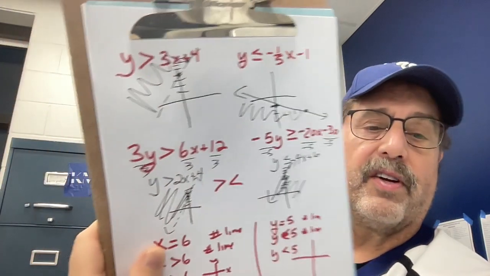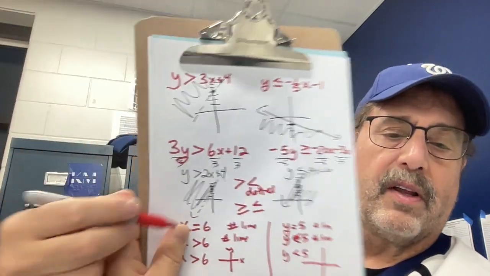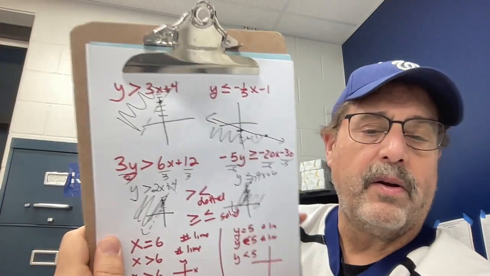For notes right now, if it is a greater than or a less than sign right there, that is dotted. That doesn't use much ink. For notes, a less than or equal or greater than or equal uses a lot of ink, that is a solid line. All right.